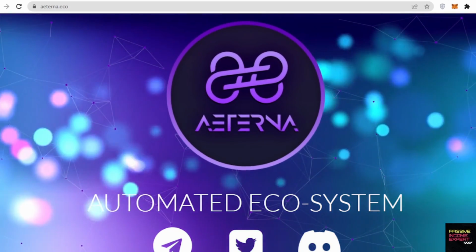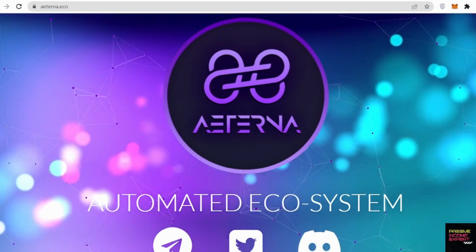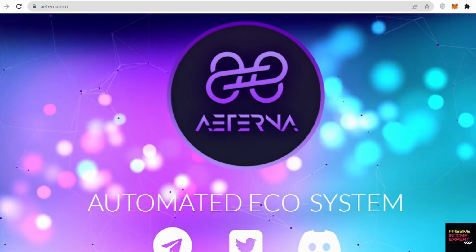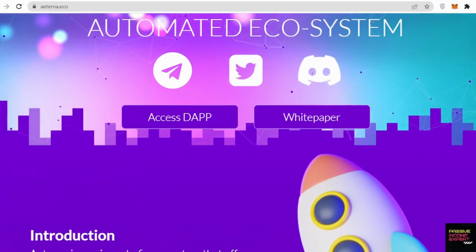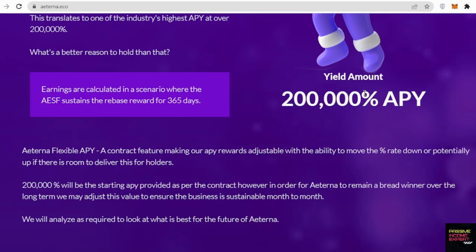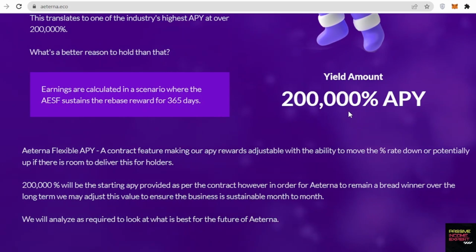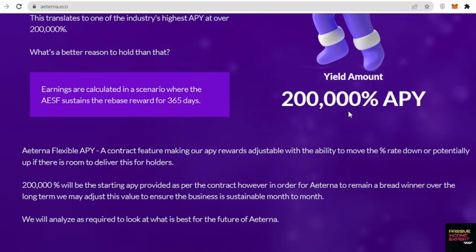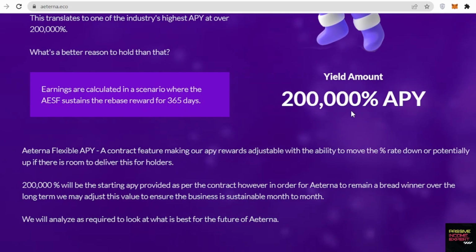So we are back with another exciting project which is called Aeterna. It's going to give you 200,000% APY. So you heard me quite right. It's 200,000% APY, which is the highest yield of any industry in crypto. So this project is going to be very exciting in the coming days.